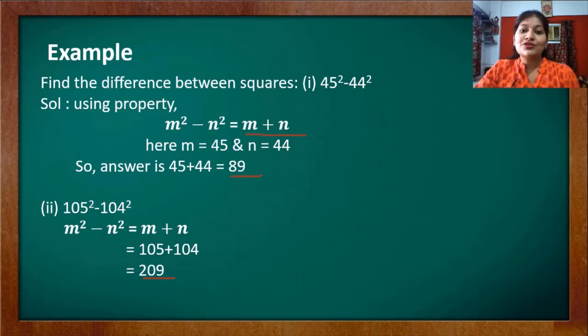Clear? So students, basically there are 9 properties for square numbers. I have explained each and every property. Now it's up to you how you practice them.